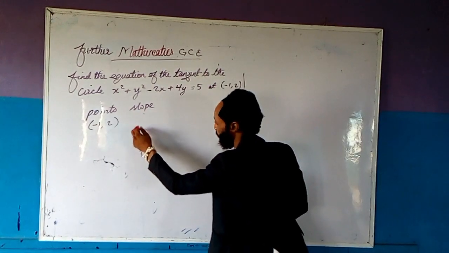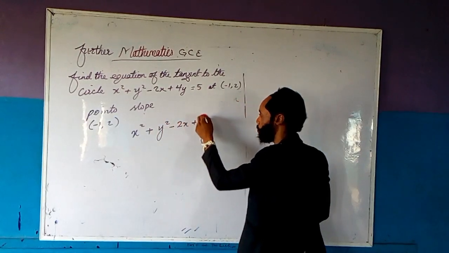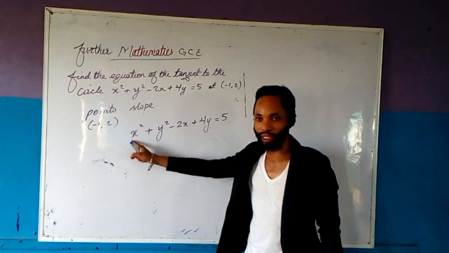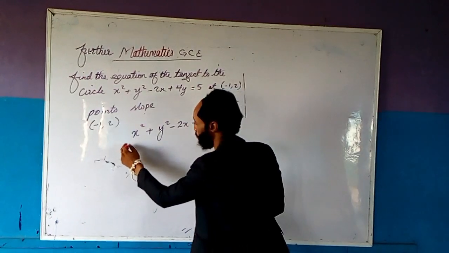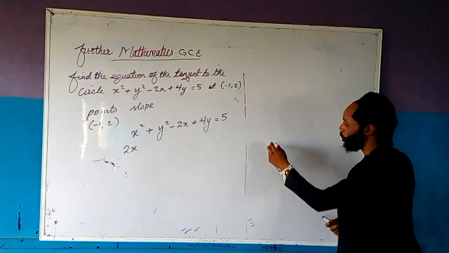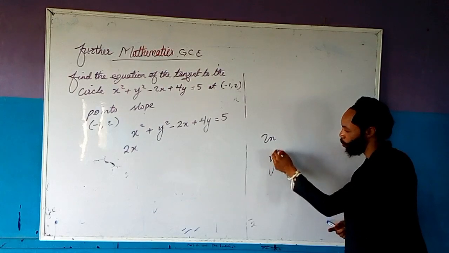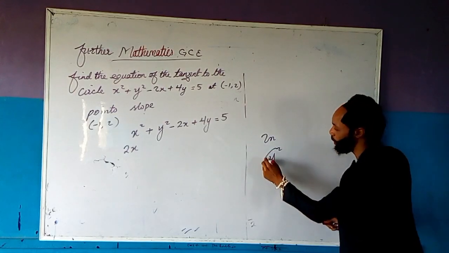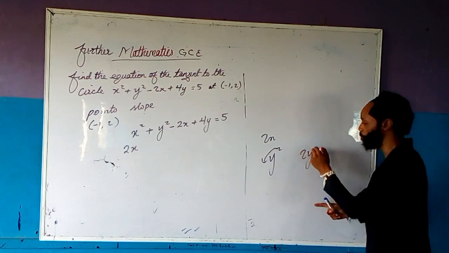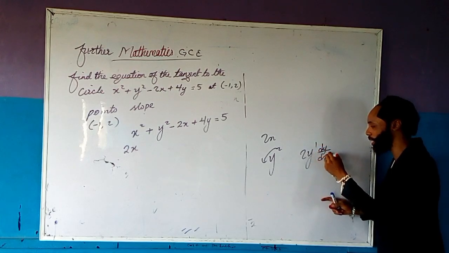Let's start. We have x squared plus y squared minus 2x plus 4y equals 5. Now, if we differentiate this, we are going to get 2x. Remember, if we differentiate with respect to y, if I say y squared, what will I get? If I bring the power forward, I will get 2y, and the power of y minus 1 gives 1. But you always add dy/dx.